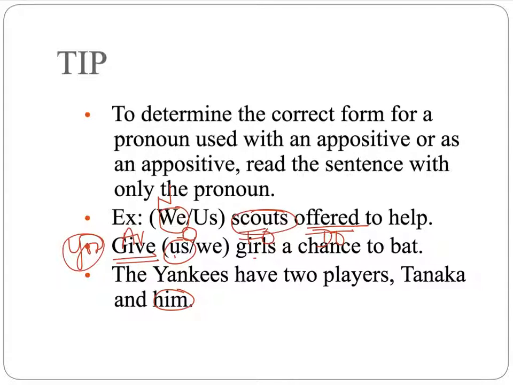Finally, in the sentence, the Yankees have two players, Tanaka and him. Have is the verb, Yankees is the subject. Have is an action verb. Have who? Two players. Players is the direct object. Tanaka and him is naming the direct object, therefore it requires an objective case pronoun.